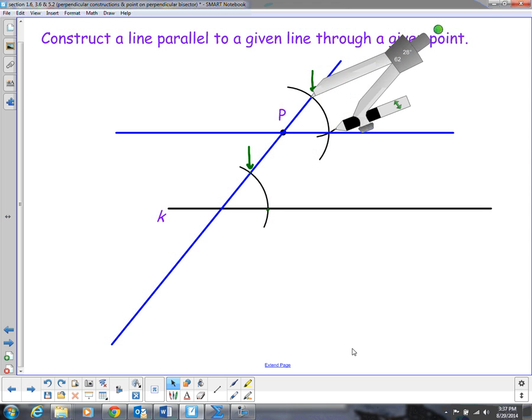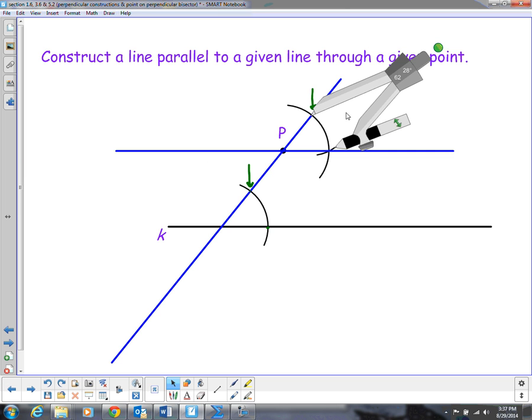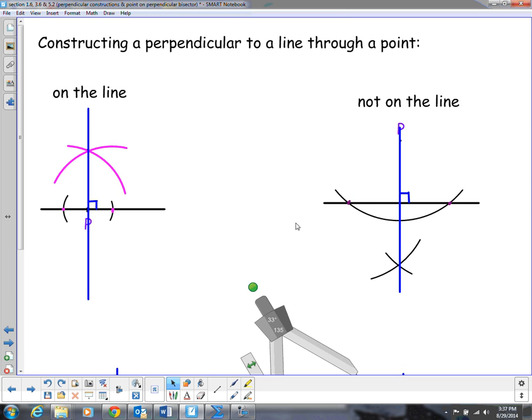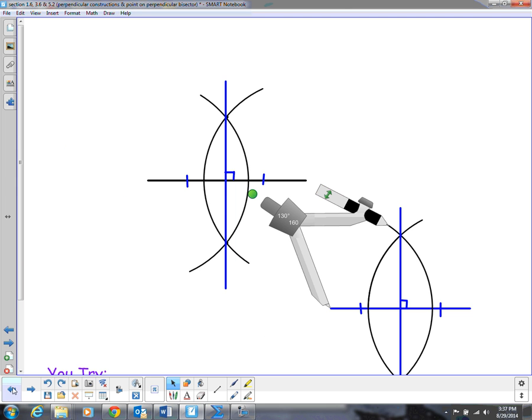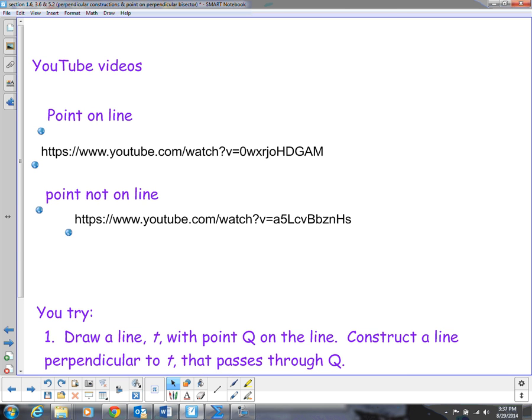And I do believe that if I go to the next page, there is a YouTube video that shows you how to construct parallel lines. My suggestion is that you just practice this construction about 5 times. You practice each one of these constructions about 5 times, and if you do that, you're going to have it. It's going to be yours.